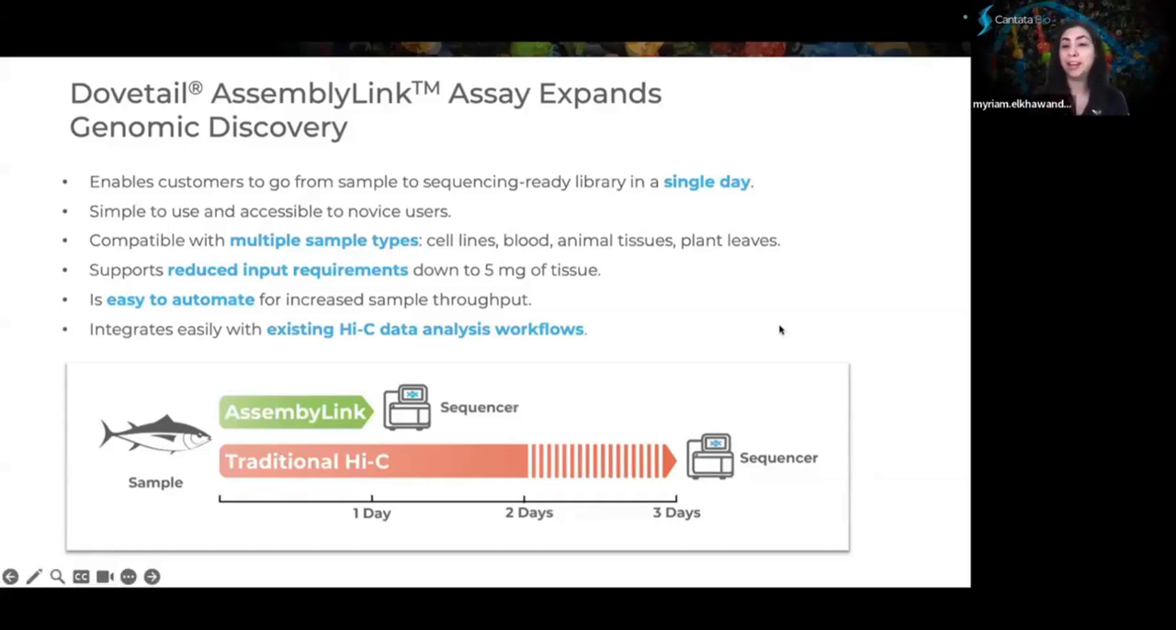In addition to speed, I'd like to highlight other benefits for the AssemblyLink assay. It's simple to use, and it is accessible to novice Hi-C users. It is compatible with multiple sample types: cell lines, blood, animal tissues, plant leaves. It supports reduced input requirements down to 5 milligrams of tissue. It is easy to automate if you wish to automate it. And it integrates easily with existing Hi-C data analysis workflows, meaning you don't have to re-engineer the Hi-C scaffolding pipelines that the lab is currently using.